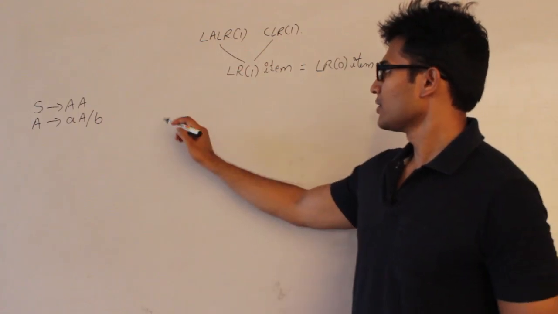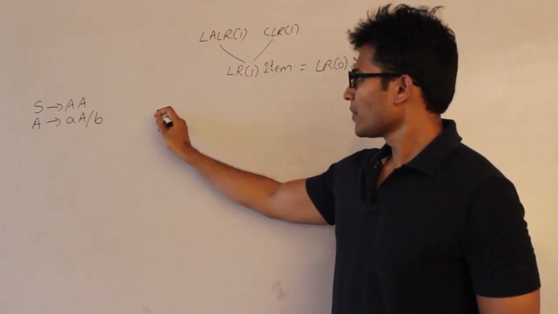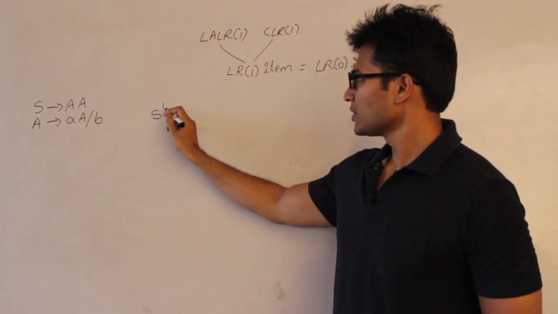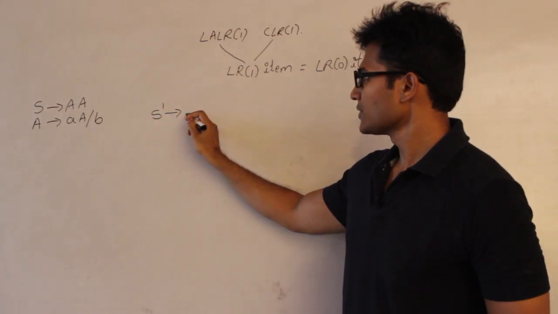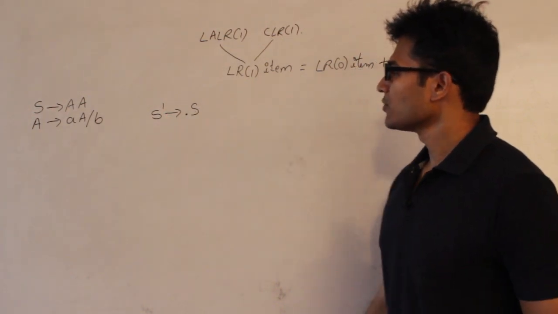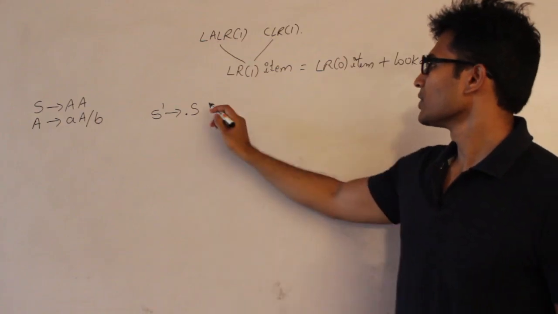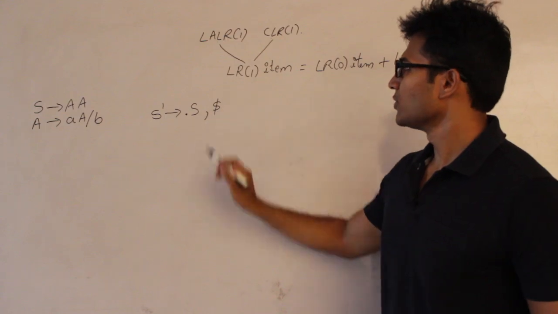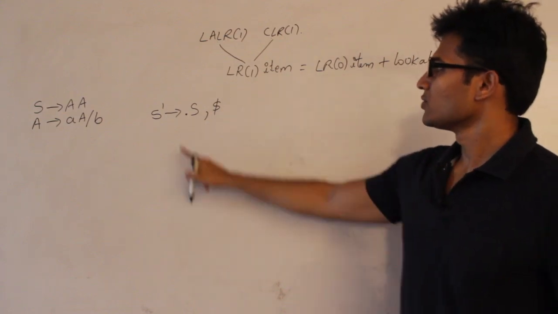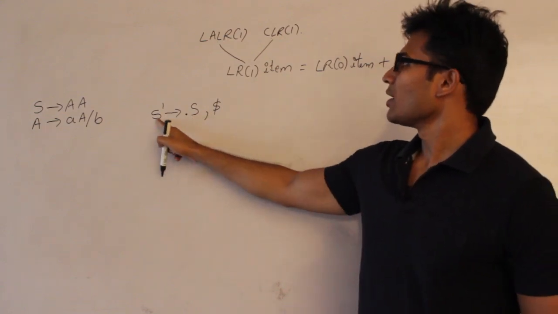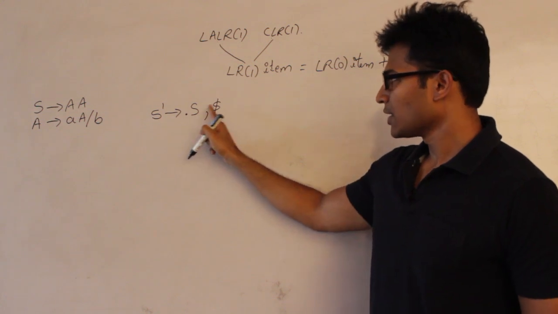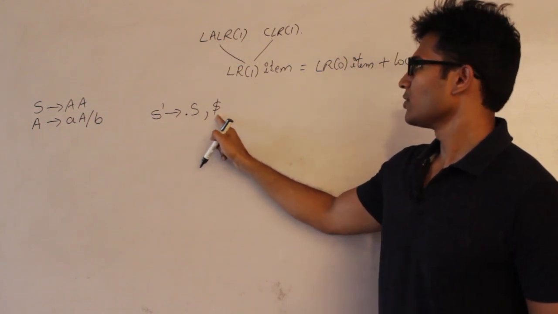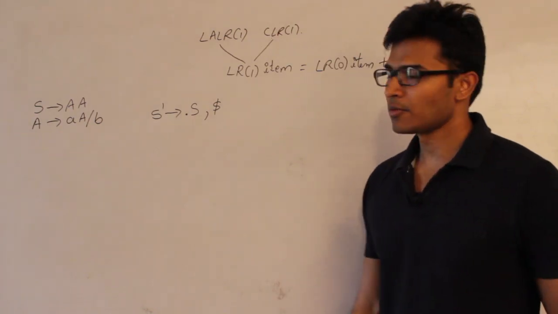Always remember, we have to start with the augmented production. The augmented production is S dash derives dot S. It is nothing but an LR0 item. You have to make it an LR1 item. So for the initial production, always start with dollar. Dollar is the look ahead. In order to make it LR1, I add a look ahead, and the look ahead is always dollar for the augmented production.